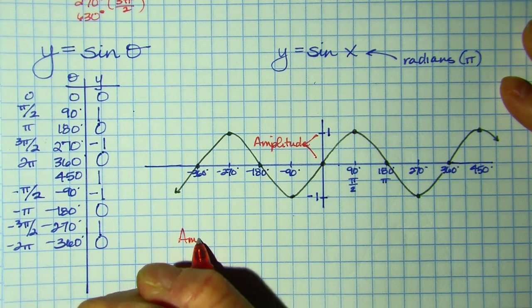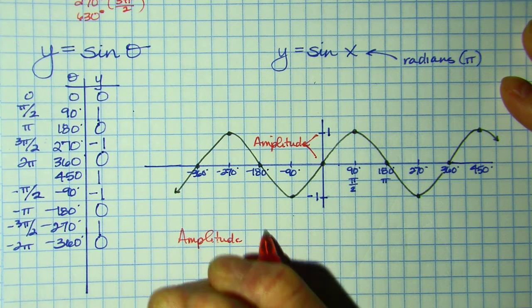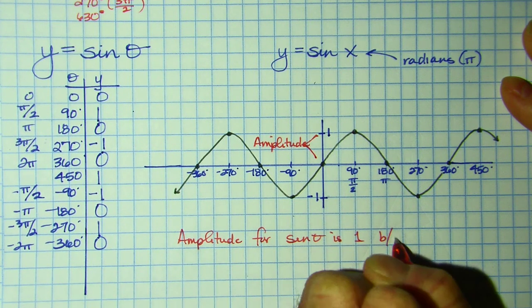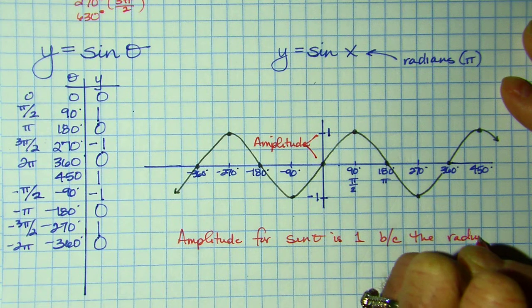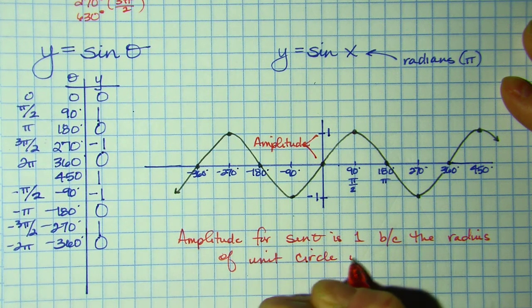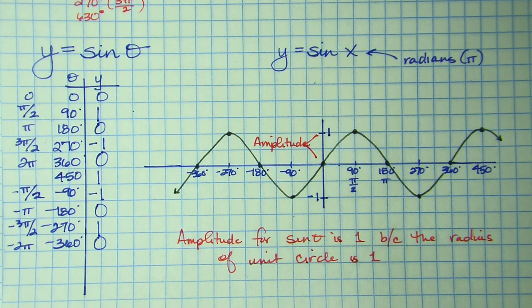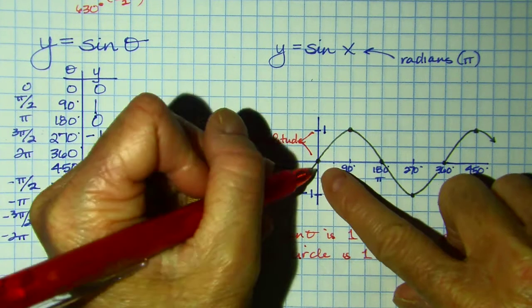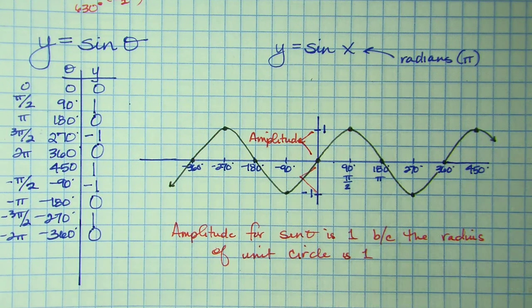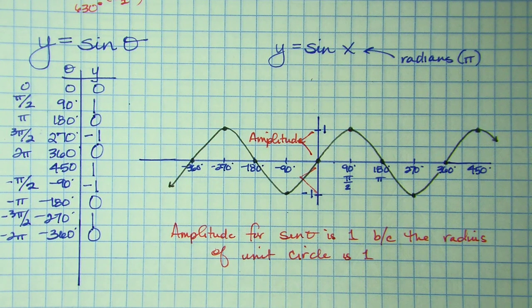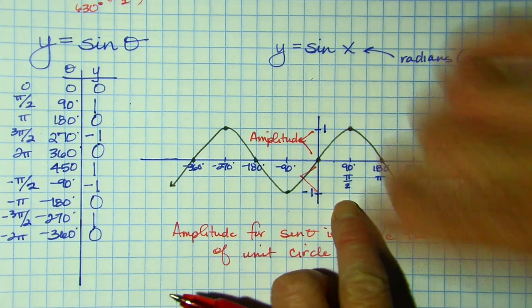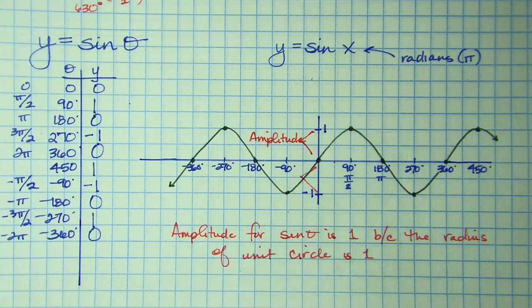And our amplitude for sine of theta is 1 because the radius of the unit circle is 1. Okay, so our amplitude is 1. It should be the same down here. Our amplitude is still 1 down here. Our amplitude is the same top and bottom, so it should be a distance of 1 here, and from the x-axis down, it should be a distance of 1. Okay, so this is the basic sine function.